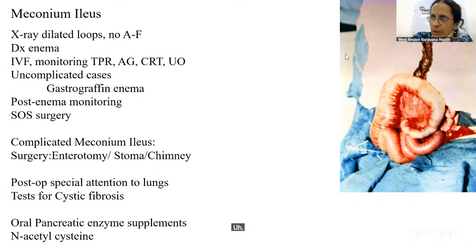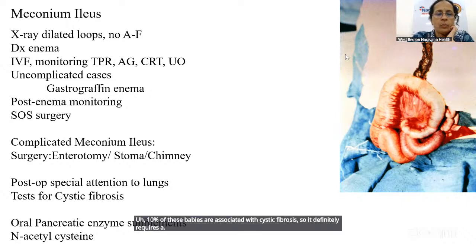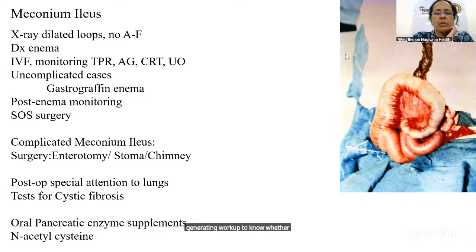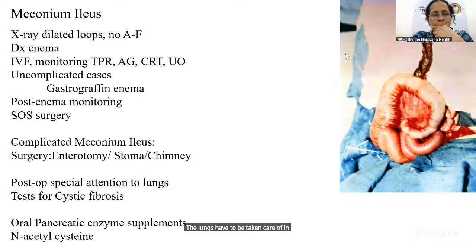10% of these babies are associated with cystic fibrosis, so definitely it requires a genetic workup to know whether the baby is suffering from cystic fibrosis, and those who have it, their lungs have to be taken care of in the perioperative period. Orally, after the surgery, we keep these babies on exocrine pancreatic supplements.